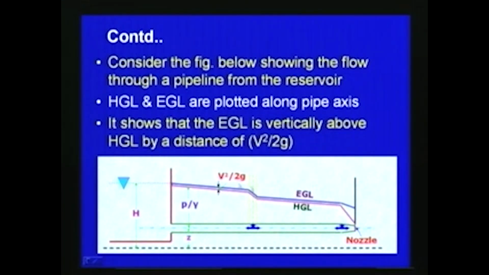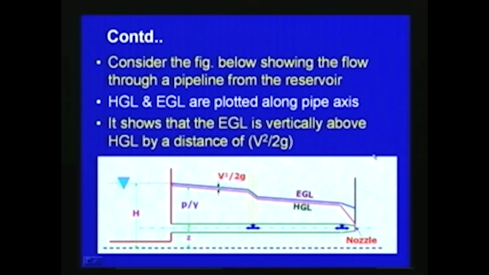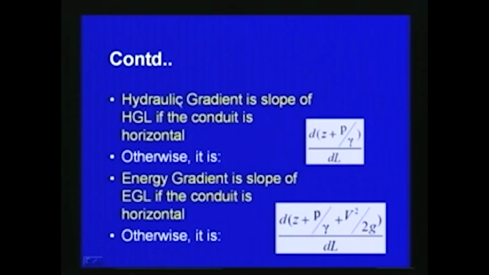So, for this kind of problem, say for such a pipeline system like this, we can plot the HGL, the hydraulic gradient line, or energy gradient line, and then we can use this also to find out various unknowns, either pressure P, or sometimes velocity, or depending upon the case we can solve for various parameters.